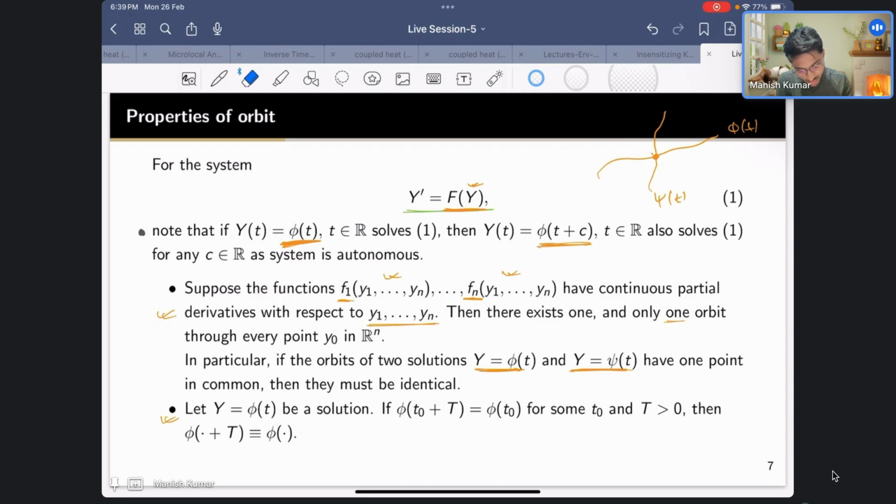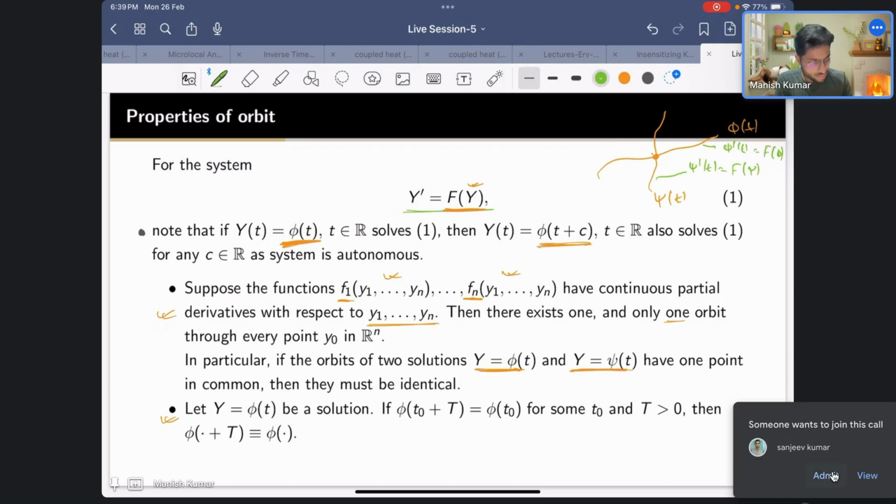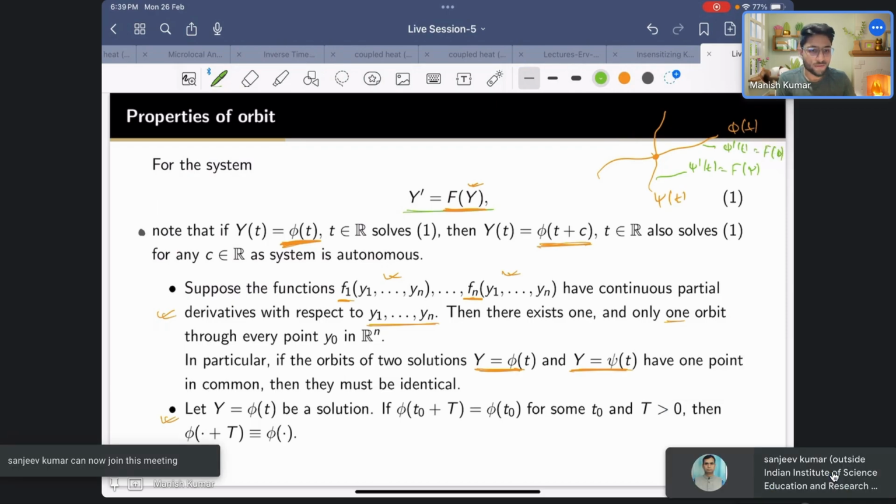Here you just assume what you know, that this psi prime t is equal to f of psi, and this phi prime is also satisfying, this phi prime t is also f of phi, for all in the whole plane R, right? You know that these phi and psi satisfy this kind of differential equation. Now look at this point.